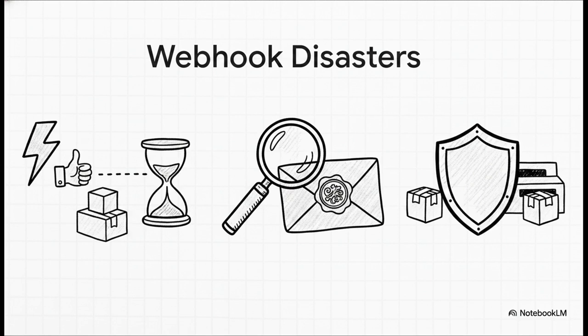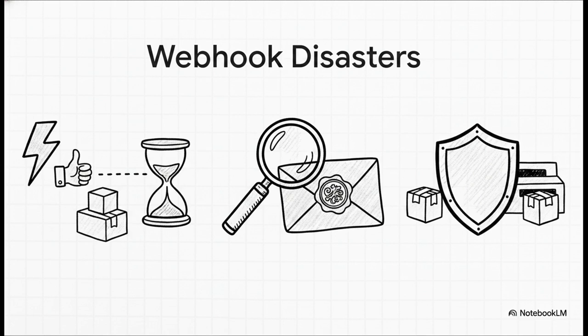However, webhooks can lead to absolute disasters if they're handled poorly. First, always return a fast 200 OK status, as fast as possible. If you hold up the connection to do heavy processing, like generating PDFs or sending emails, the caller will assume you failed and will just start retrying the webhook. You need to push that heavy lifting to a background queue like Celery or ARQ.